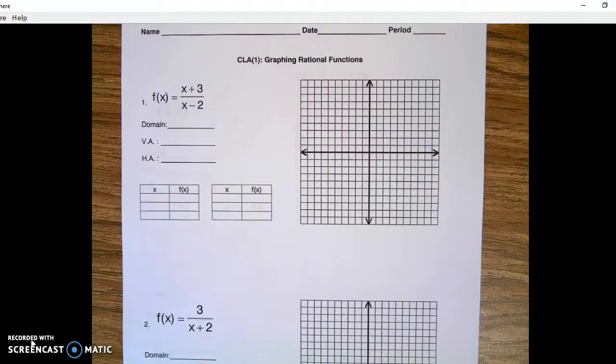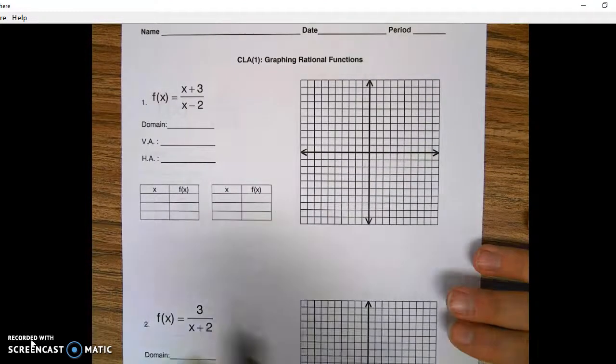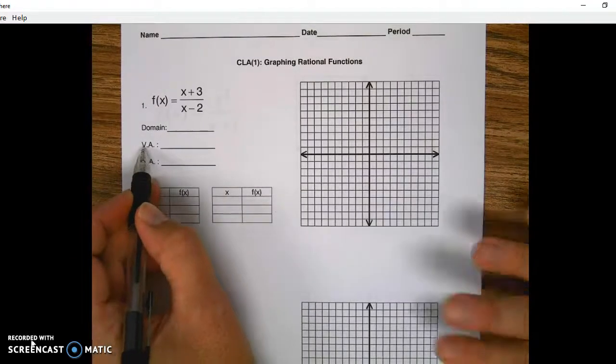Okay, so we're going to look at graphing rational functions. We're not going to use a calculator. So first thing we want to do here is figure out what the vertical asymptote is.